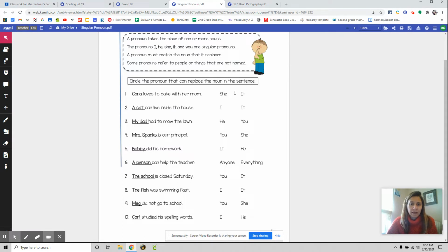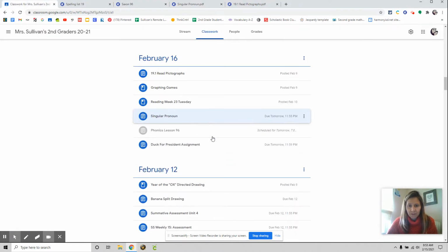Circle the pronoun that can replace the noun in the sentence. So number 1, Kara loves to bake with her mom. Would you replace Kara with she or it? I hope you would replace it with she. It would not be very nice. So, all right, that is it for the pronoun sheet.